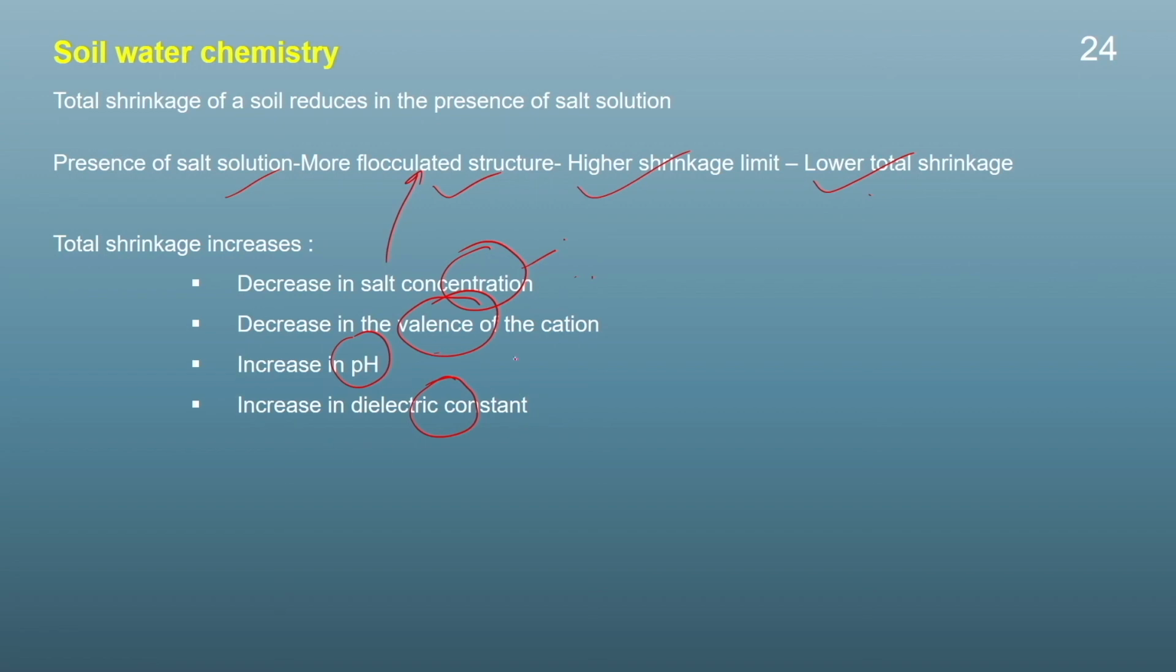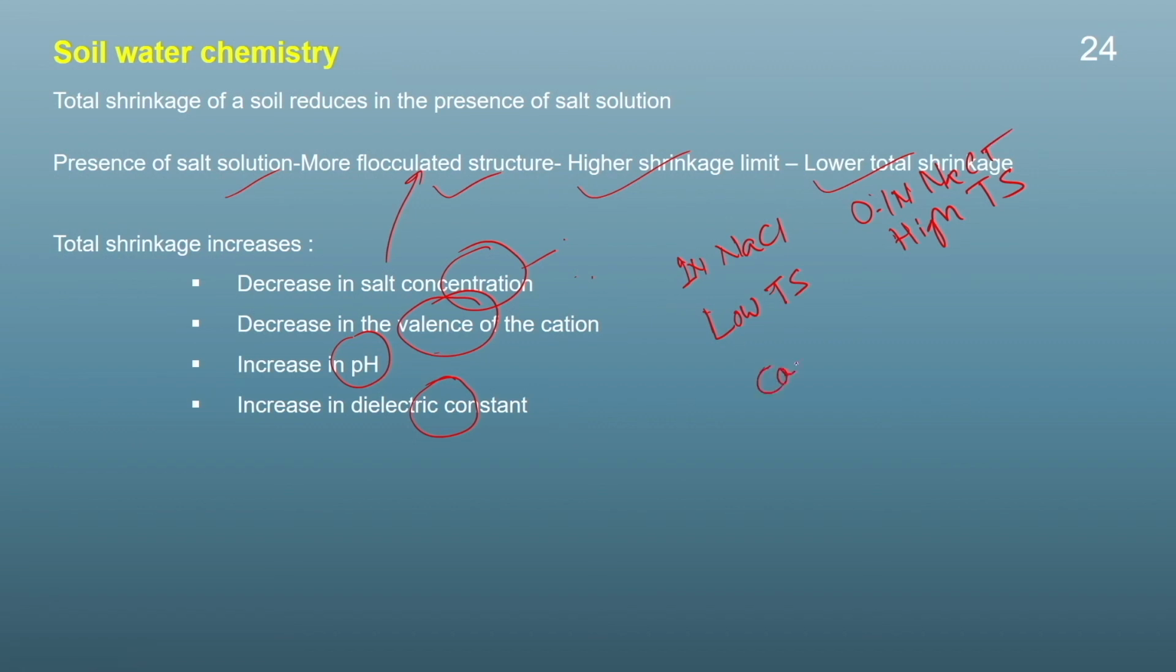With a decrease in the dielectric constant, the flocculated structure will be greater and the shrinkage will be lower. Therefore, if we compare two soil samples with 1 N sodium chloride and 0.1 N sodium chloride, the first will have a low value of total shrinkage and the second a high value of total shrinkage, because here there is more flocculated structure and here less.